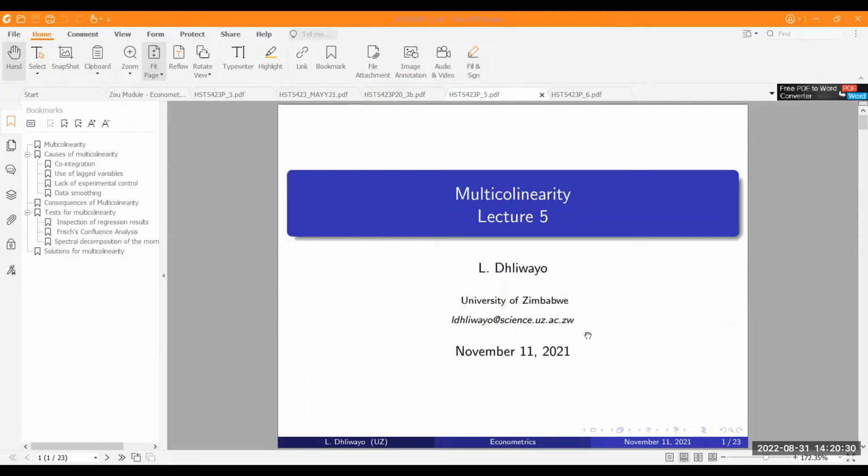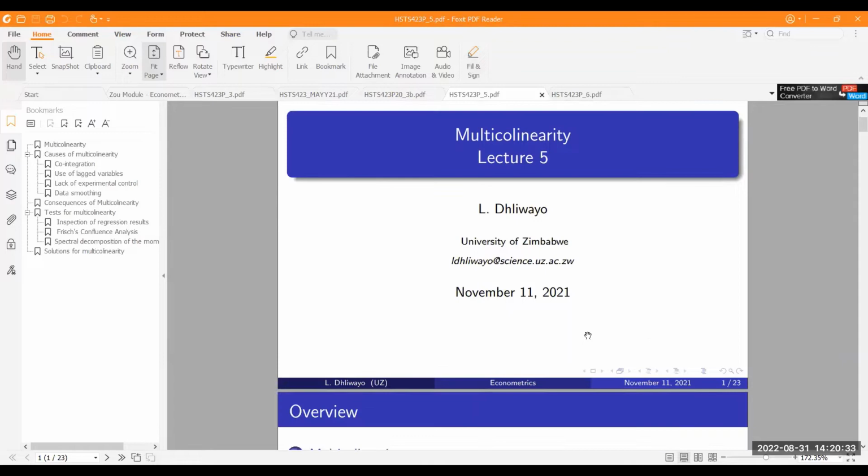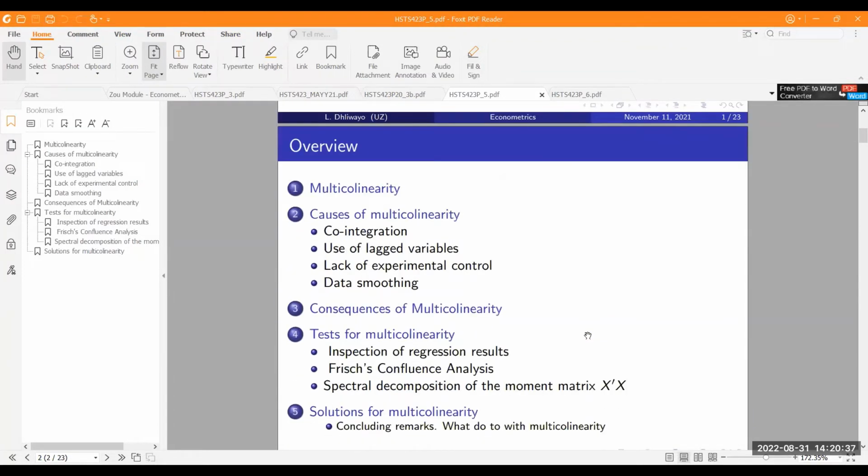Well, what we are doing is to try and deal with the assumptions of GLM when they are violated. One of the assumptions that can easily be violated is about the independent variables, whereby we say that the independent variables must not be perfectly dependent. When they are perfectly dependent, then we end up with the matrix X transpose X, and you can't get the inverse of it.